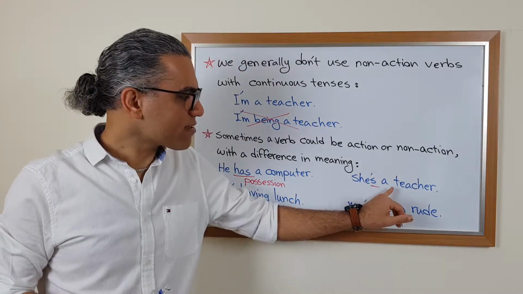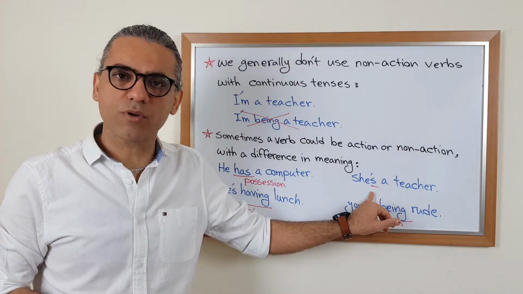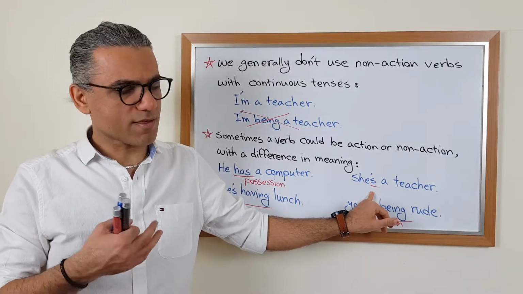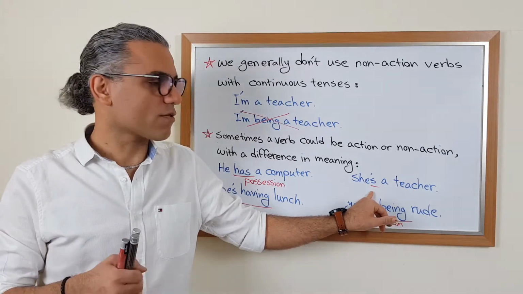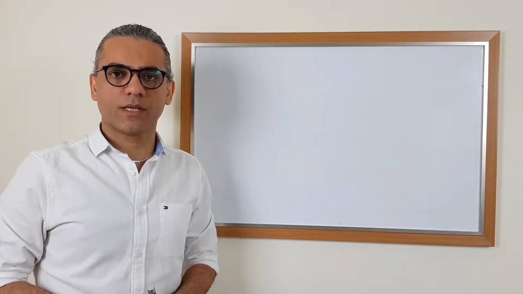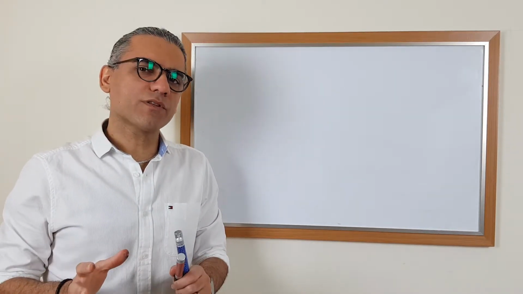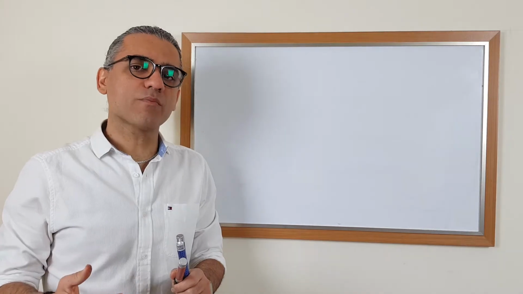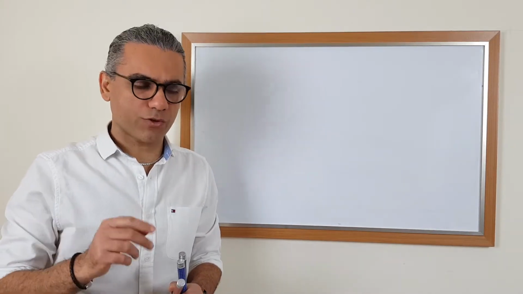But she is a teacher. This is a state verb. So as usual, this is a non-action verb, and as usual, we cannot use it in continuous forms. Okay, now, let's talk about one of the differences between present simple and present continuous with two examples.